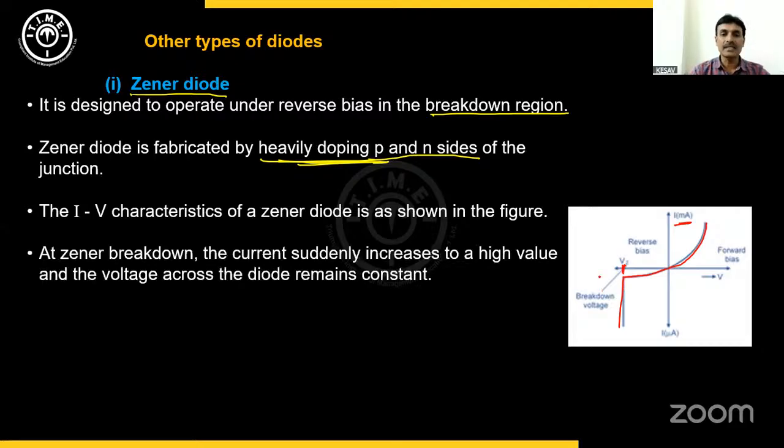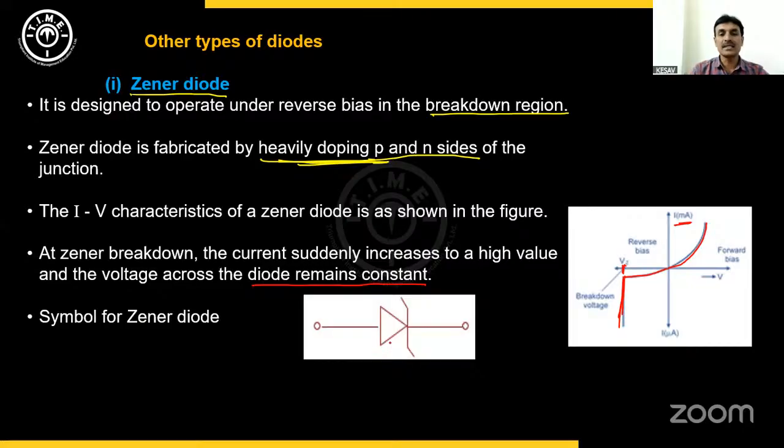Okay, so it acts as a voltage regulator. At Zener breakdown, the current suddenly increases to a high value and the voltage across the diode remains constant. Only current increases, but the voltage value is almost constant. That is the speciality of this Zener diode.